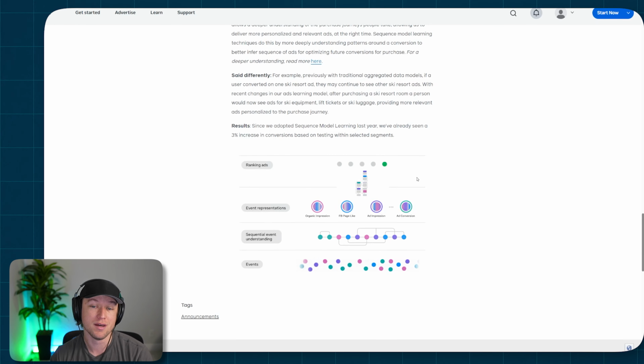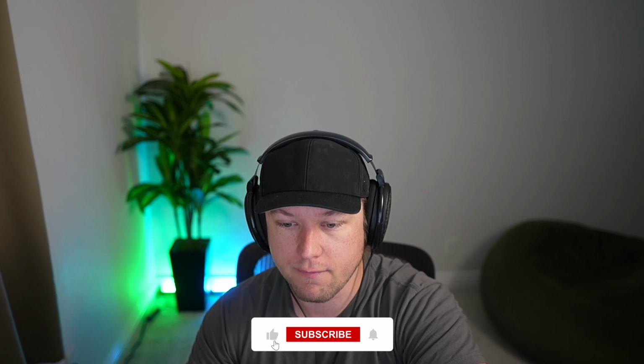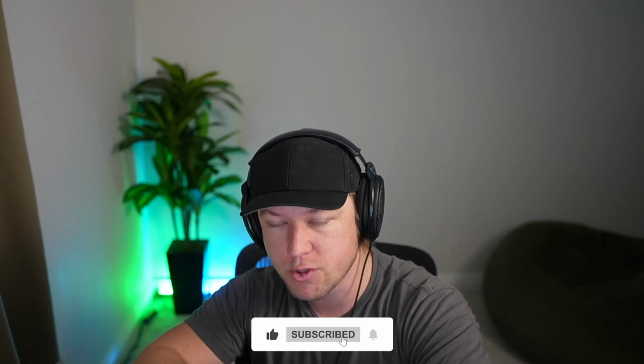So we're all really just combining data together, which is a little scary. But with that being said, this is more information on how Meta Andromeda's structure works.